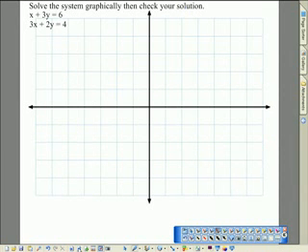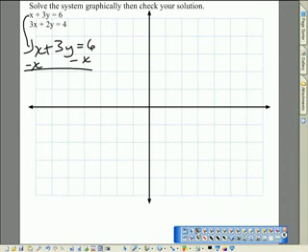Okay, this one. Can I go ahead and graph it? No? Why not? It's not in slope-intercept form, so both of them have to be rearranged into slope-intercept form. So go ahead and do the top one. I need to solve x plus 3y equals 6. Subtract x from both sides. I get 3y equals negative x plus 6.